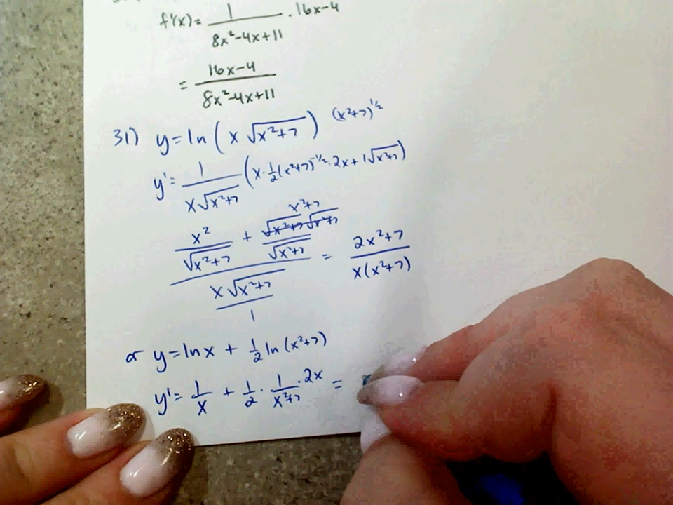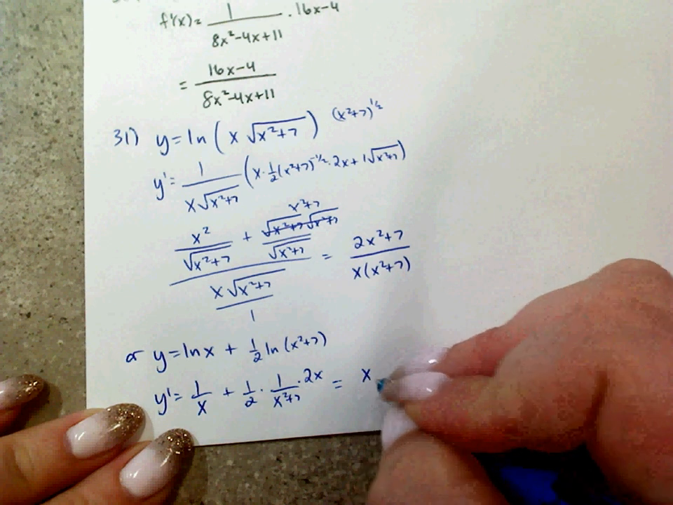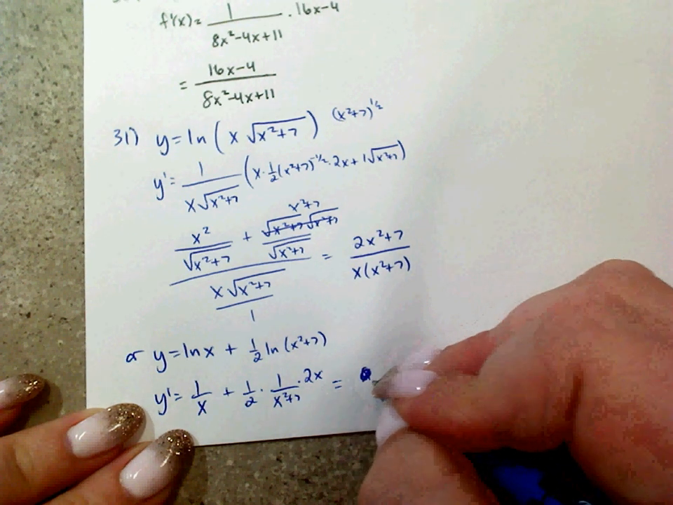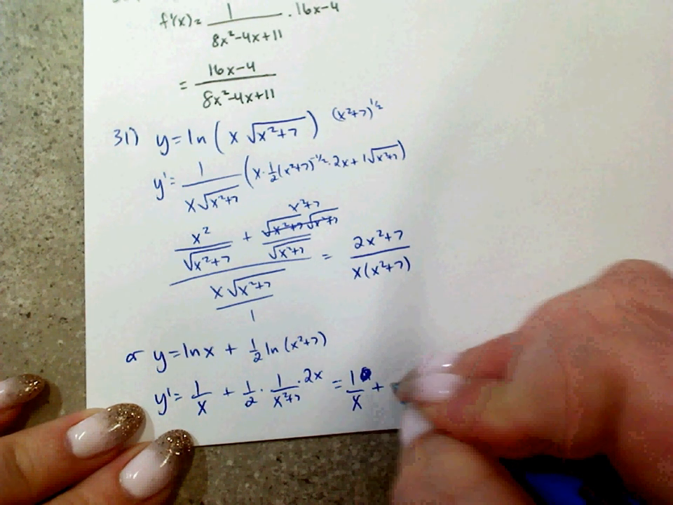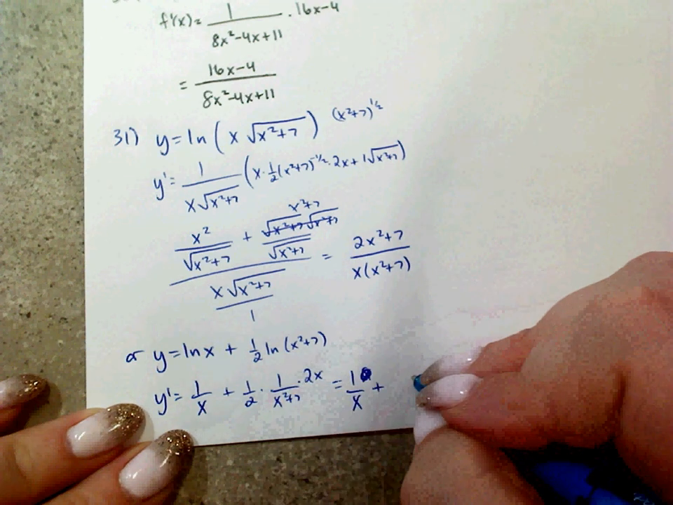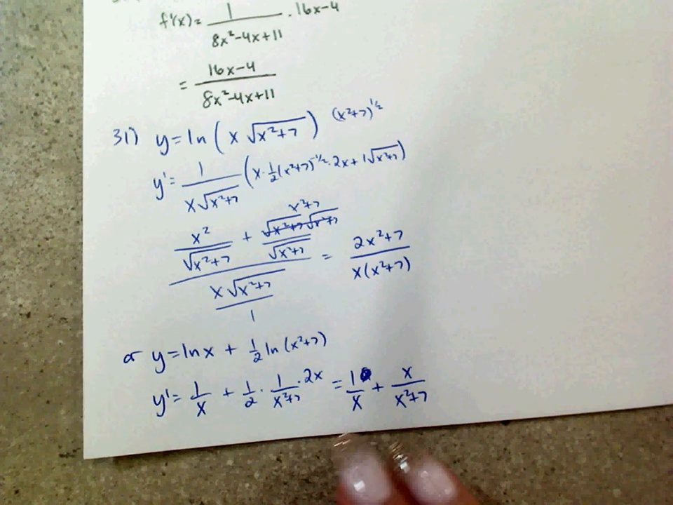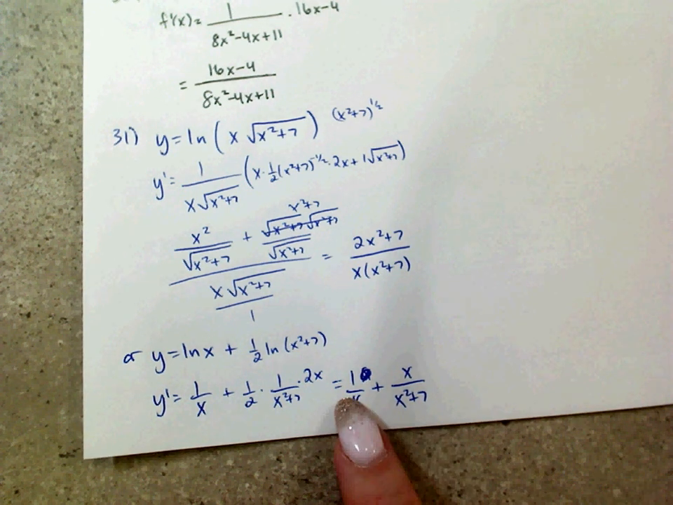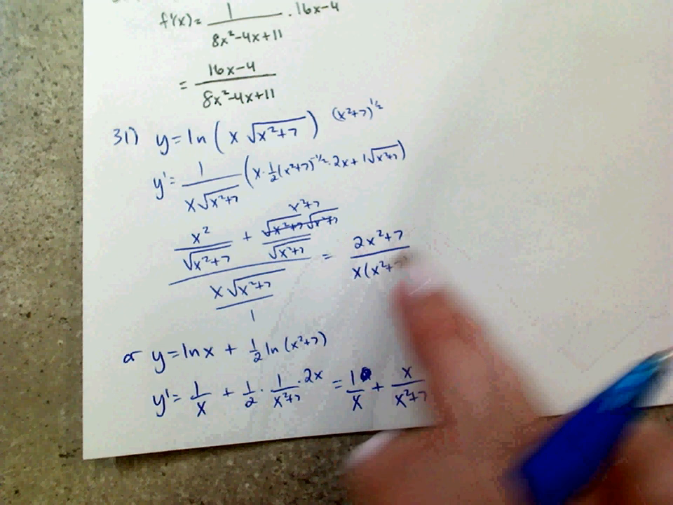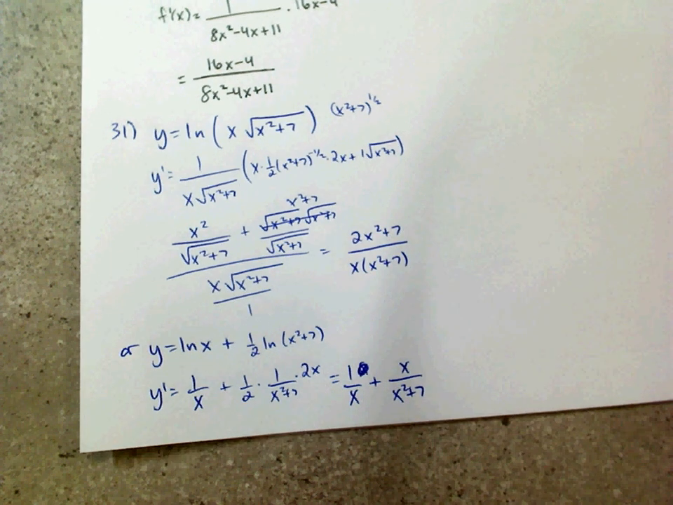Final answer, I don't know why I did that. 1 over x plus the 2 simplify each other out, x over x squared plus 7. And I assume that common denominator, if I multiply by x squared plus 7 and I multiply by x, it would get 2x squared plus 7 over x times x squared plus 7. And there you go. Cool.